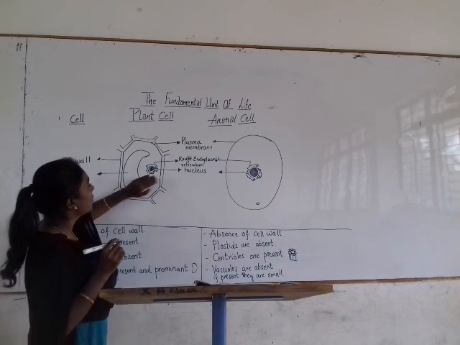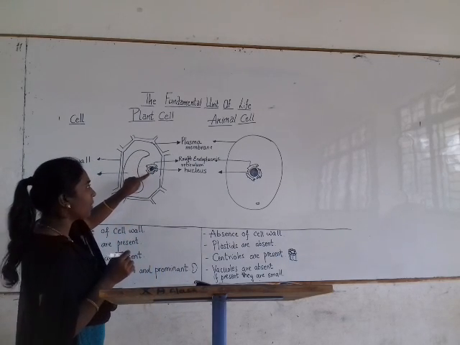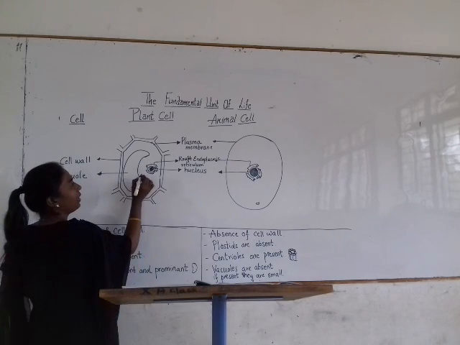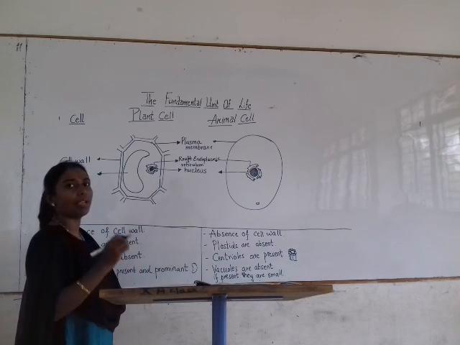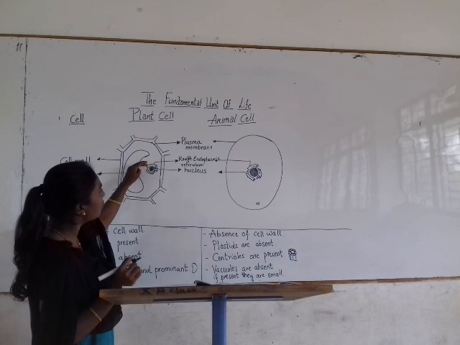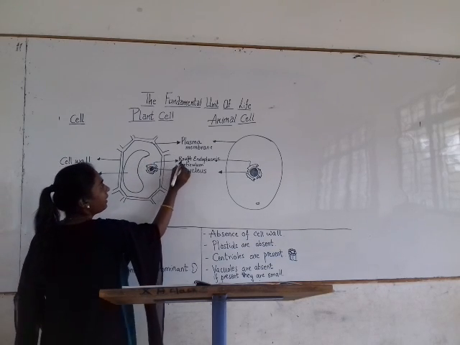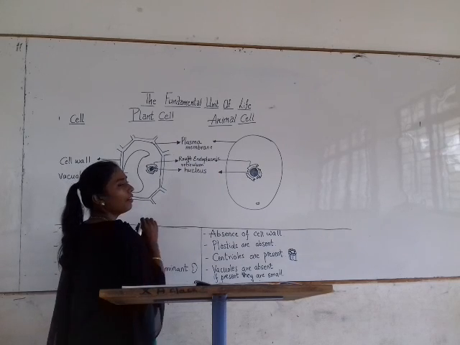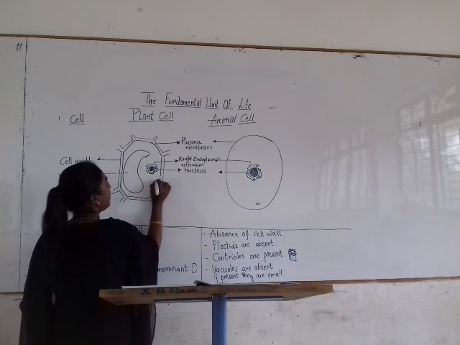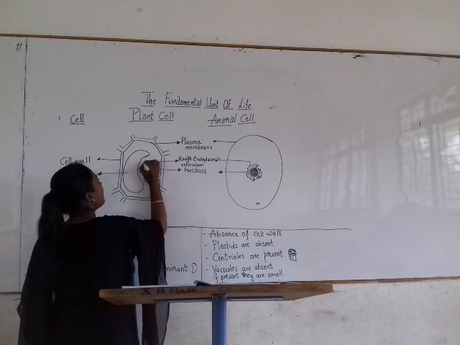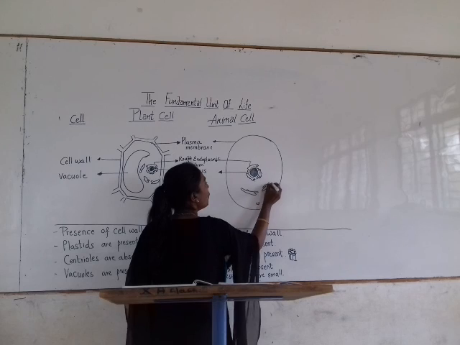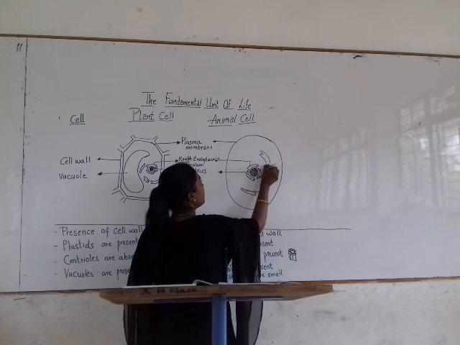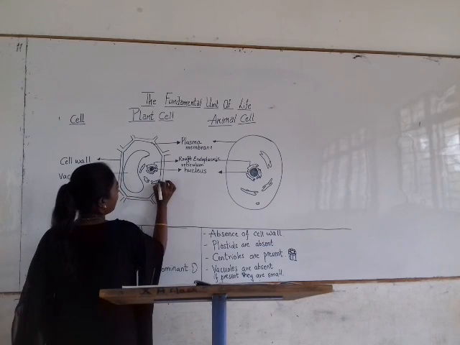Once again I repeat, surrounding the nucleus is endoplasmic reticulum, and these have spherical structures attached to them, right? These spherical structures are called ribosomes. Since these ribosomes are attached to the endoplasmic reticulum, it is called rough endoplasmic reticulum. And one more is present, that is smooth endoplasmic reticulum, which does not have ribosomes attached to it. So these are called smooth endoplasmic reticulum.